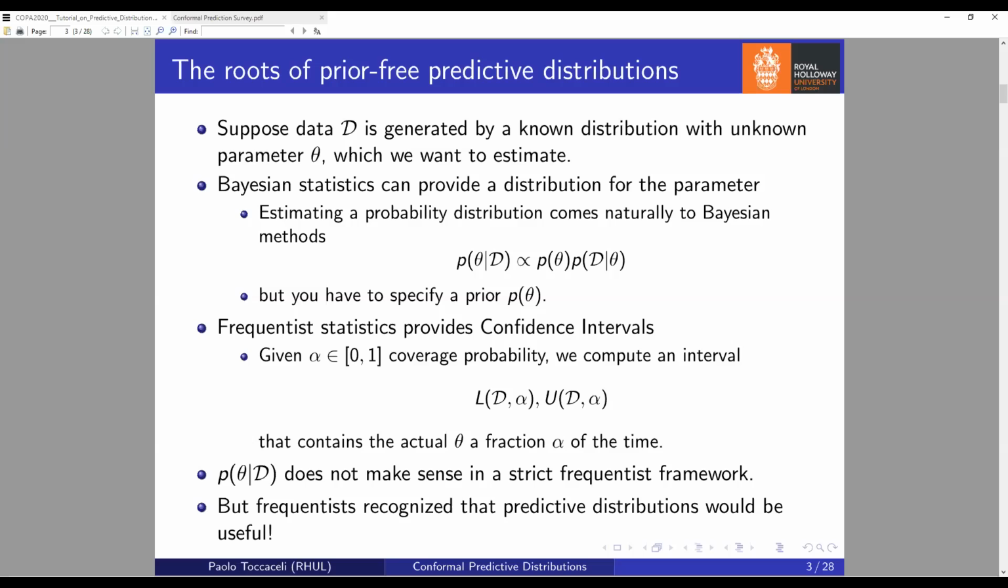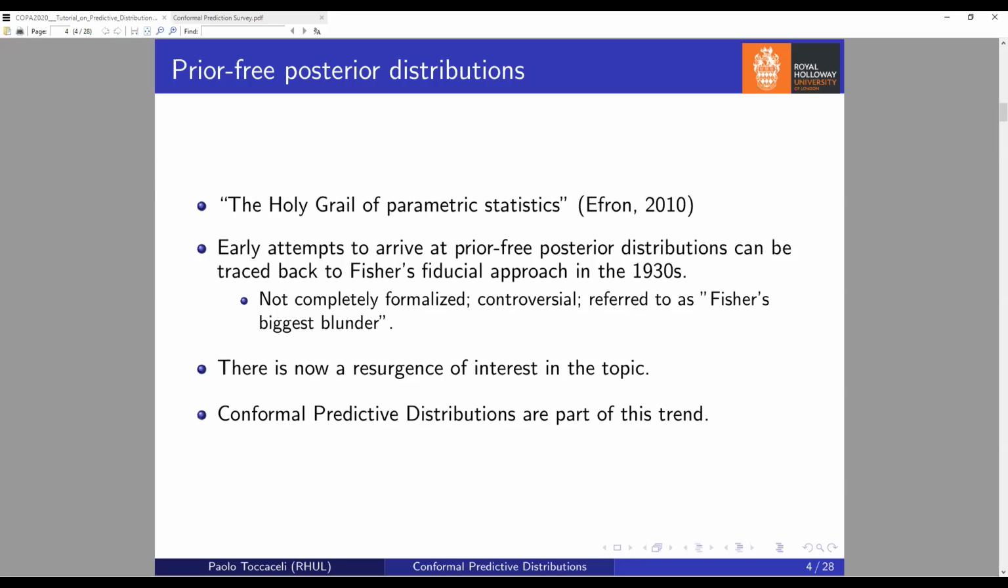However, frequentists recognized that a concept similar to a predictive distribution would be very useful. And it is so useful that recently some statisticians defined the problem of going from prior to posterior distributions as the holy grail of parametric statistics. And there were early attempts, as early as the 1930s, with Fisher's fiducial approach. The problem with Fisher's fiducial approach was that it wasn't completely formalized. It was worked mainly through examples. It ended up being very controversial, and by some detractors, it was referred to as Fisher's biggest blunder. Now there is a resurgence of interest in the topic, and what I'm going to show for conformal predictive distributions is part of this trend.